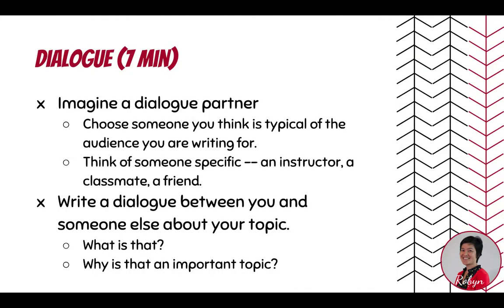The first writing activity we're going to do is a dialogue. I want you to write a dialogue between you and someone else about your topic. Choose someone you think is typical of the audience you're writing for. I think it helps to think of someone specific, maybe your instructor, a classmate, a friend, or a family member. Start with the question most asked about your topic and take the conversation from there, writing both parts of the dialogue.